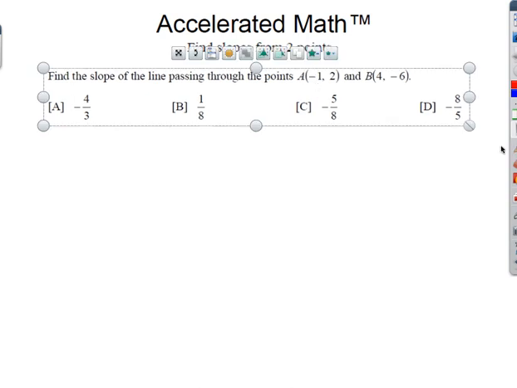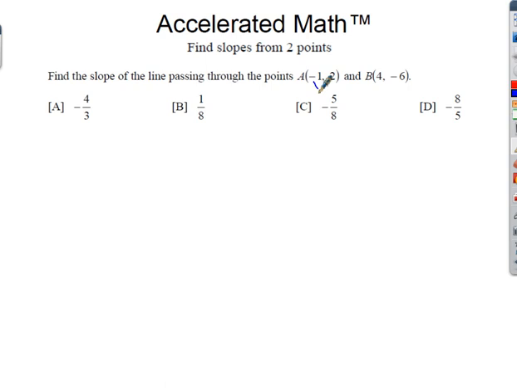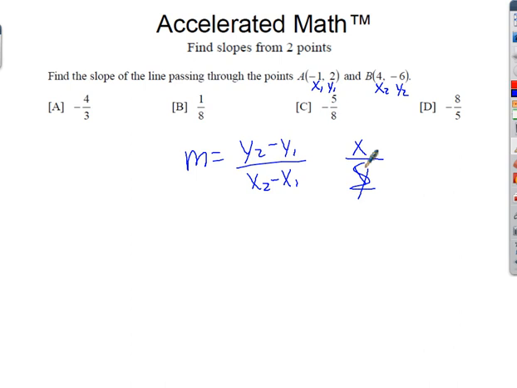Whoops, I need my pen. Alright, x sub 1, y sub 1, x sub 2, y sub 2. The formula is slope equals y sub 2 minus y sub 1 over x sub 2 minus x sub 1. And what's the common mistake? For people to have the x's on the top and the y's on the bottom. But it's rise over run, and the rise, or the up and down, is defined by the y variables.